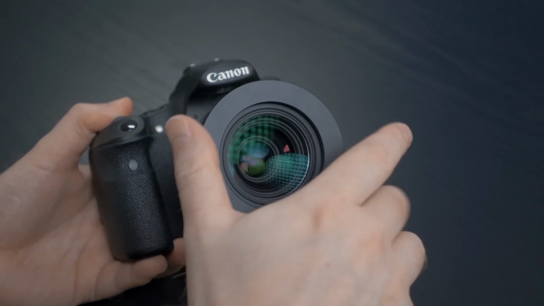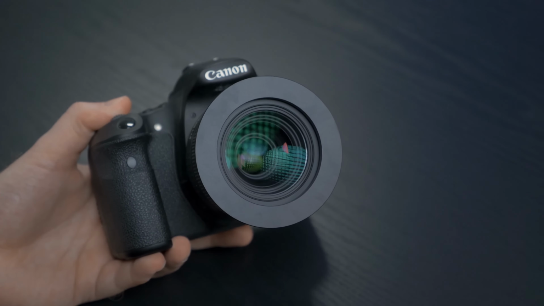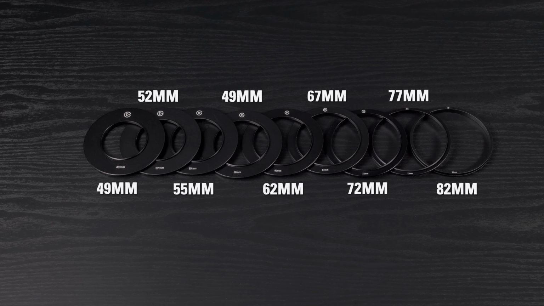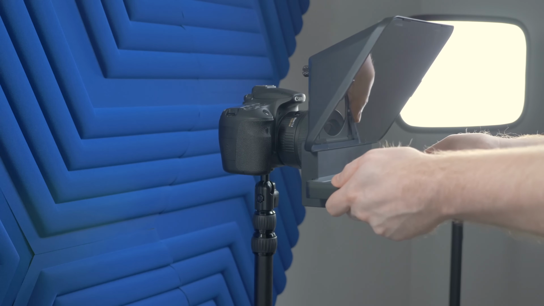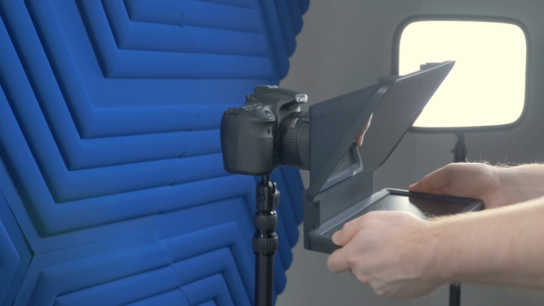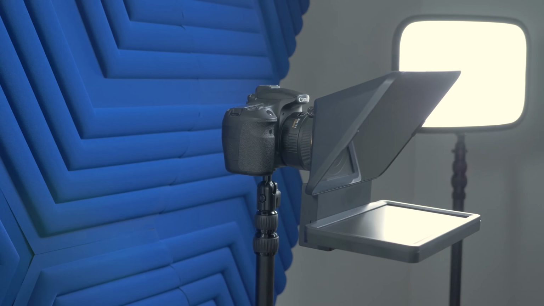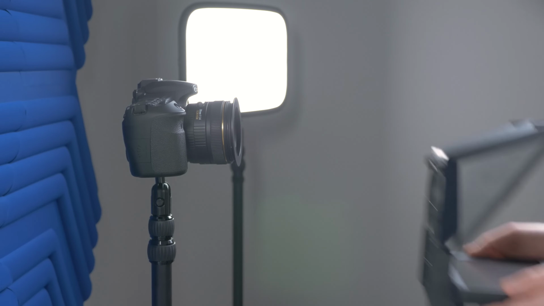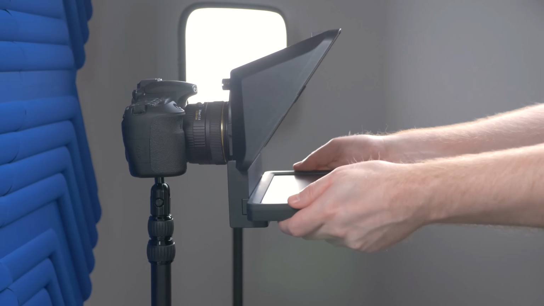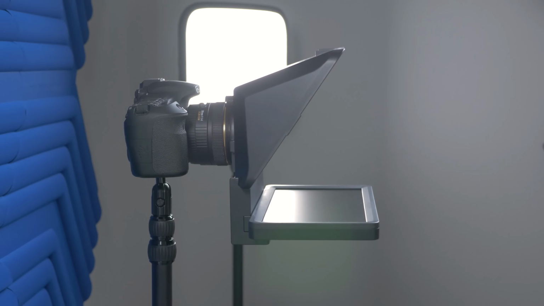With this backplate, you attach the appropriate size step-up ring to your lens, which we include in the box. And then you dock Prompter onto your camera lens, and then you're good to go. Now, this is a similar mounting process to the other consumer price teleprompters out there, the main difference here being our integrated display.